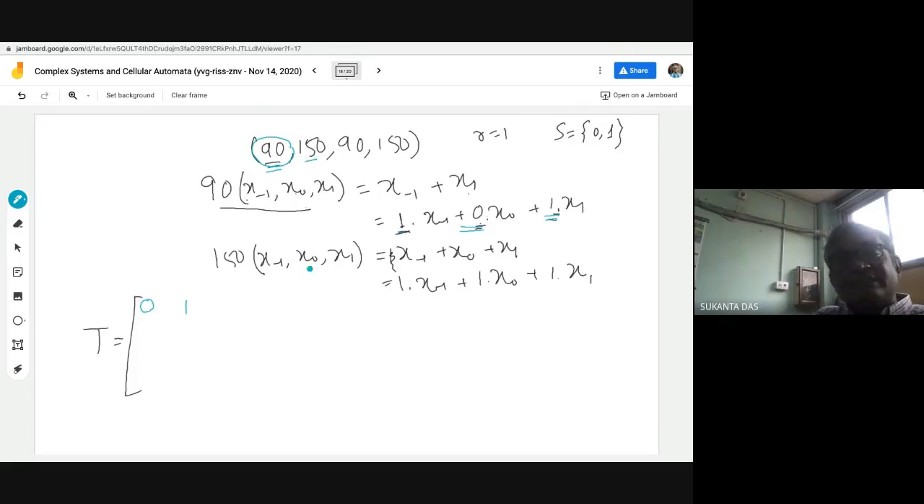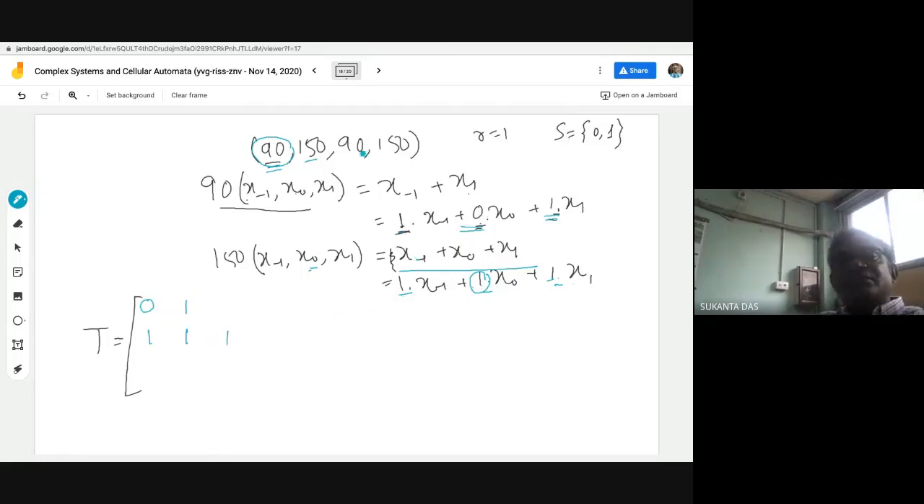In the second cell, it is rule 150. It depends on 1, 1, and 1. Self dependence is there, as well as left and right. So in the diagonal I write 1. Then it has dependence on the left one and the right one, so I put 1 there.